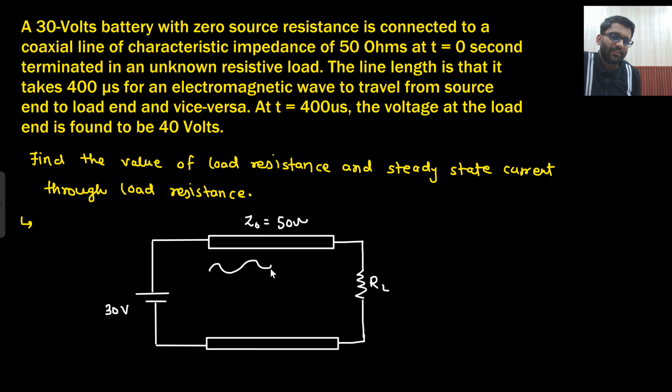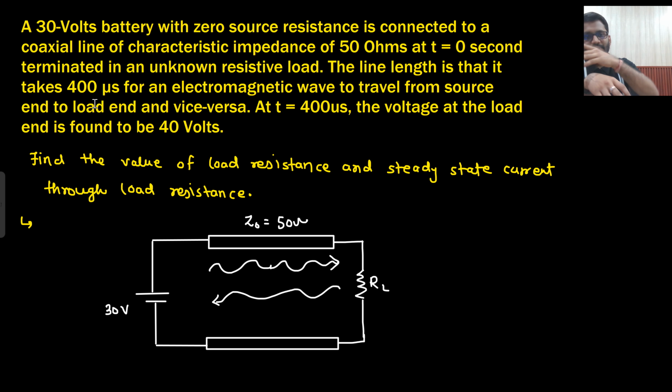So what will happen is that first V naught plus will go out and then it will come back. What they are saying is that at 400 microsecond, the voltage at the load end is 400 volt. What I am assuming, as per the language, is that to go there it takes 200 microsecond and to come back it takes another 200 microsecond. Basically they are saying the line length is such that it takes 400 microsecond for an EM wave to travel from source end to load end and vice versa. That means source to load and load to source. So the language is again not clear.